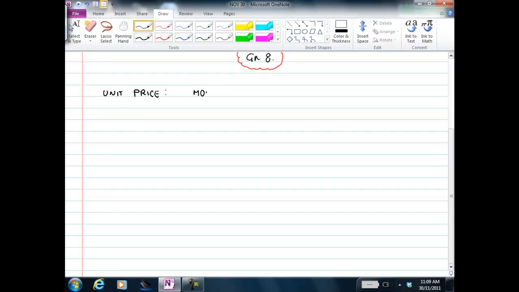Unit price really means money over something. I know it sounds vague, but the main idea is this: money always goes on top. Always. When you work with unit price, money always goes on top.